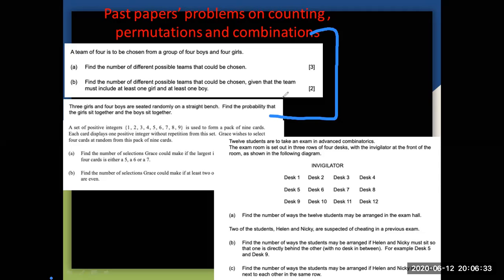So like 4 girls, 1 boy. Dude, I just pray to God that we don't get like a 5 or 6 mark combinatorics question. Well, they're not that common in IB papers. Some papers don't even have any combinatorics questions. It's good knowledge though.